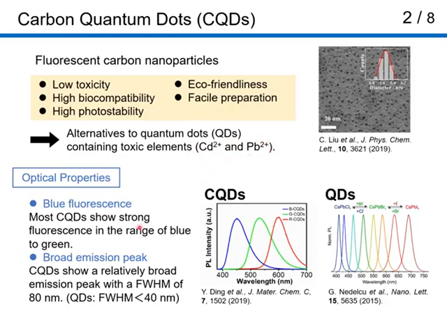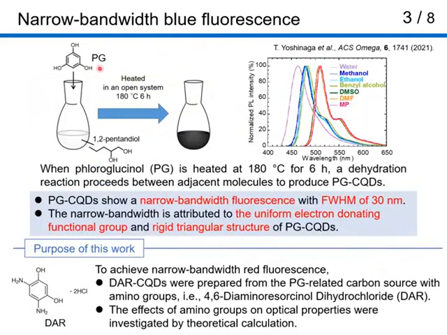Conventional CQDs show strong fluorescence in the range of blue to green and broad emission peak compared to quantum dots. When phloroglucinol is heated at 180 degrees for 6 hours, a dehydration reaction proceeds between adjacent molecules to produce CQDs with narrow bandwidth fluorescence. This is attributed to the uniform electron donating functional groups and rigid triangular structure. The purpose of this work is to achieve narrow bandwidth red fluorescence.